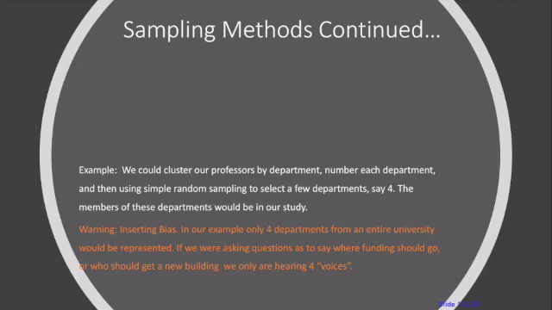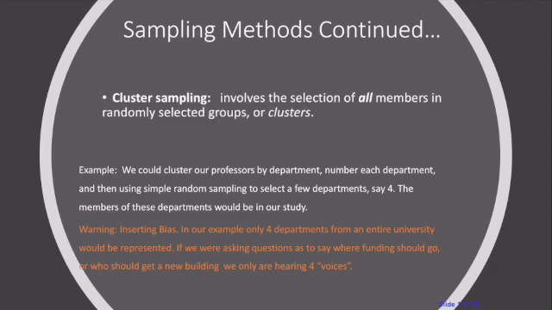So let's say we clustered our professors by department, okay, and number each department, and then we only select a few departments. So we could have the math department, we could have the English department, we could have biology, chemistry, art, music, biochem, computer science, okay. So let's say we broke our faculty up by department and then we only chose 4. What if we only randomly chose math, bio, computer science, and chemistry?